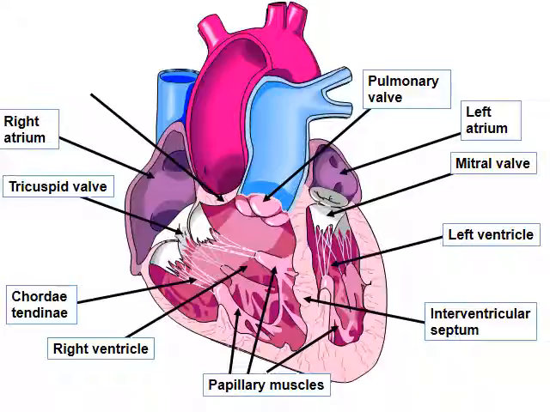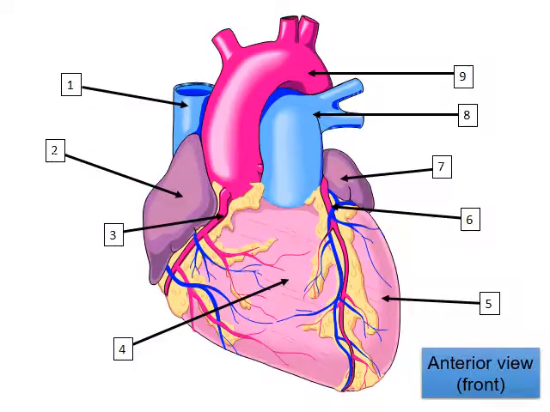The right atrium is the collecting chamber for blood returned from the systemic system through the vena cava. And finally, we have the aortic valve, the outflow valve to the aorta. Now let's have a look at the anterior surface of the heart. Again, pause the presentation and have a go at recalling these labels.